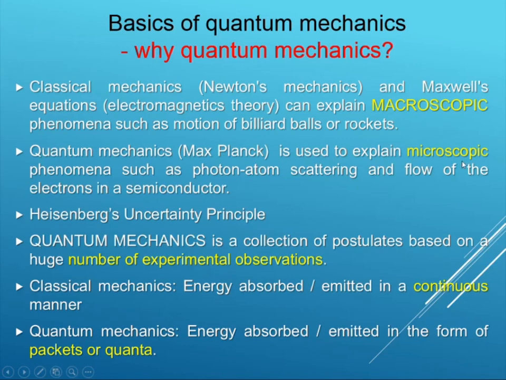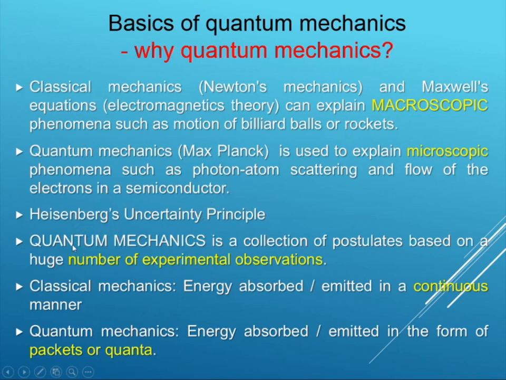So this is the difference. Classical mechanics is applicable to the bigger particle called the macroscopic particle, whereas quantum mechanics is applicable to the very small particles that cannot be seen by our naked eyes. Such particles are known as microscopic particles, like electrons, photons, and so on. When you apply classical mechanics to microscopic particles, classical mechanics fails. But quantum mechanics successfully explains the different phenomena of microscopic particles. We will see in detail later on.